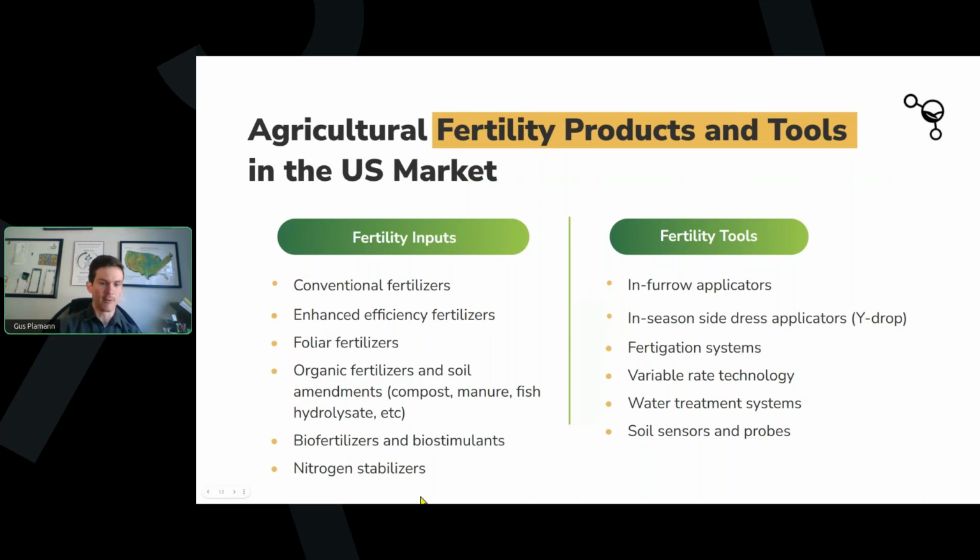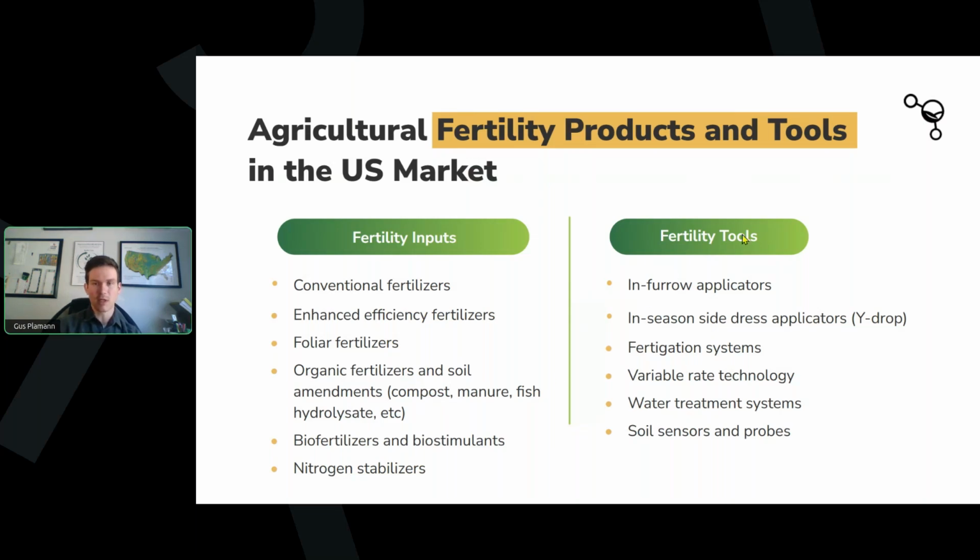And then nitrogen stabilizers, another one that might not be considered biological. But of course, when you have nitrogen being so volatile, there are a lot of products out there that fall in the nitrogen stabilizer category, like urease inhibitors, that can slow down those processes, including biological processes that lead to nitrogen loss from the soil.